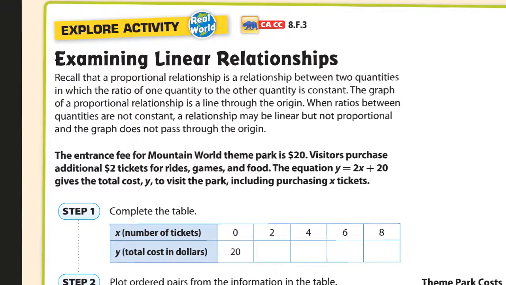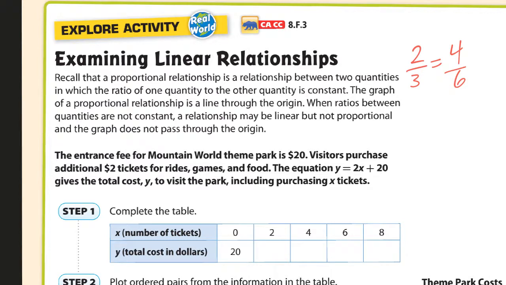So, examining linear relationships, we can recall that a proportional relationship is a relationship between two quantities. Let me put this into regular words, at least this is how I see it. When we see 2/3 equals 4/6, that's a proportion. It's two equal fractions, and so this is a proportional relationship. The graph of a proportional relationship, it says here, is a straight line through the origin. And when ratios between quantities are not constant, a relationship may be linear but not proportional.